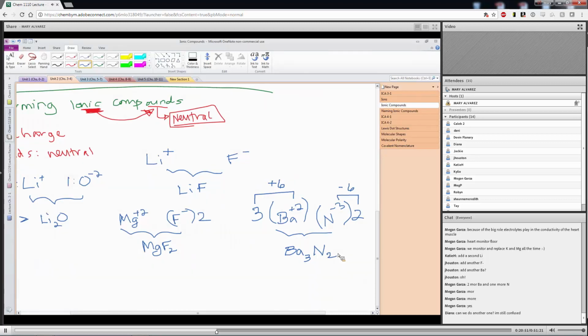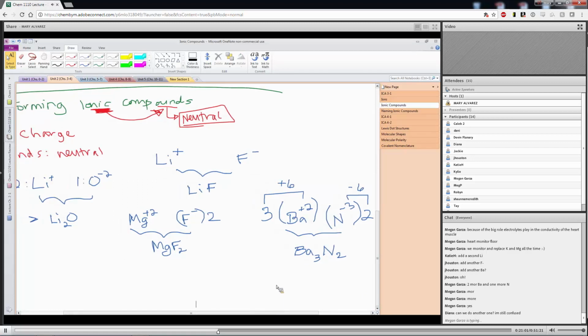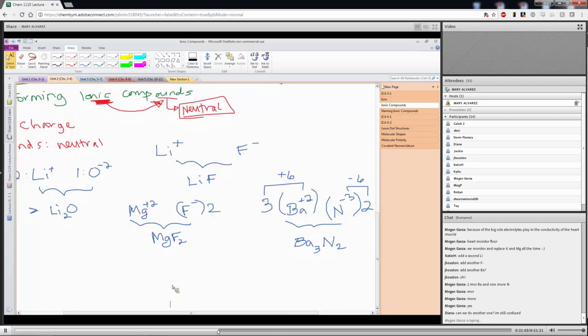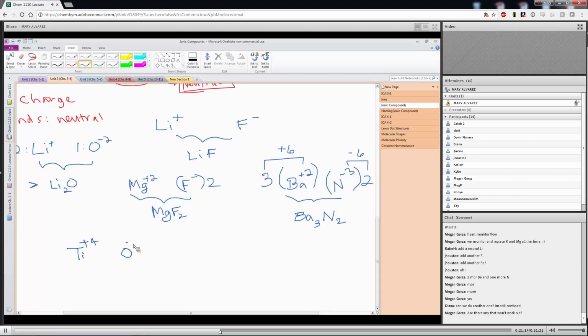Yeah, we can do more. We can definitely do more. Hang on a second. Okay, what if we did one between titanium that was plus 4 and oxygen that was minus 2?